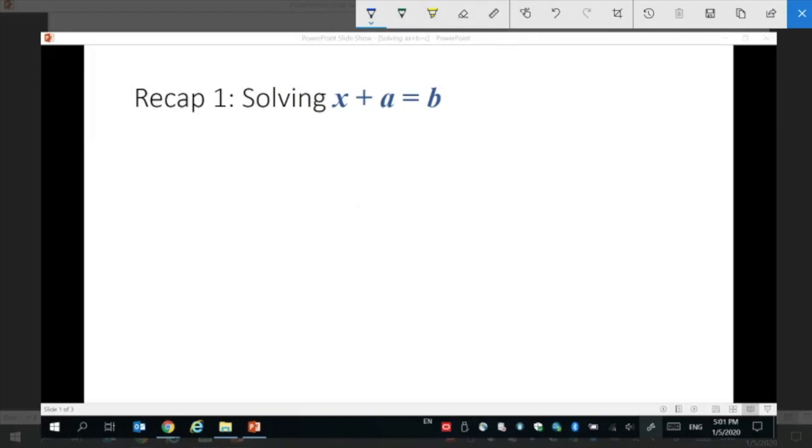Let's recap solving x plus a equals to b. Let's go through an example. x plus 9 equals to negative 3.